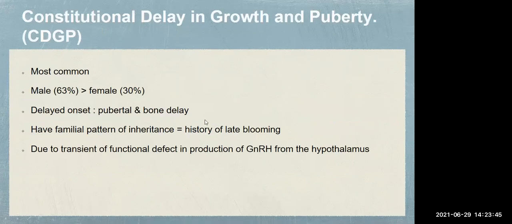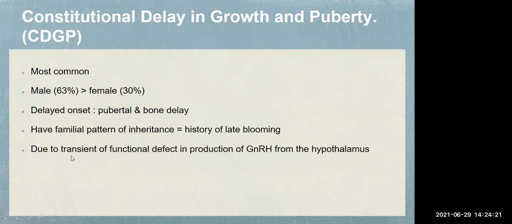For constitutional delay in growth and puberty, CDGP, as I mentioned before, it is the most common cause of delayed puberty, and it more commonly happens in males, 62%, compared to females, which is only 30%. Because the delayed onset will cause the delay in puberty and bone development. And we can see from the history that they have a familial pattern of inheritance, in which there is a history of late blooming running in the family.